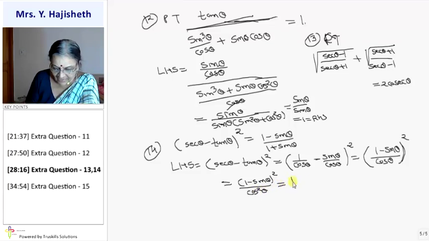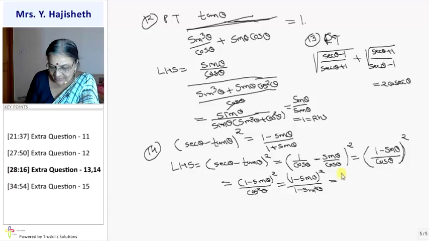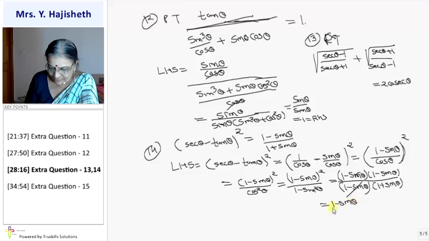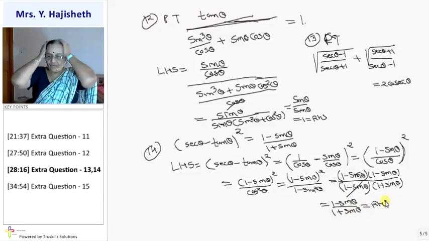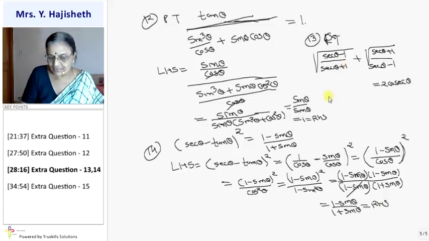For cos square theta I will write 1 minus sin square theta. 1 minus sin square has 2 factors. 1 minus sin theta whole square is 1 minus sin into 1 minus sin. But 1 minus sin square is 1 minus sin into 1 plus sin. I think we have done with cos there. What is my answer? 1 minus sin upon 1 plus sin, and that is RHS. Clear?